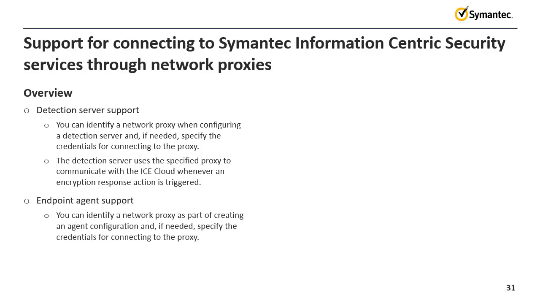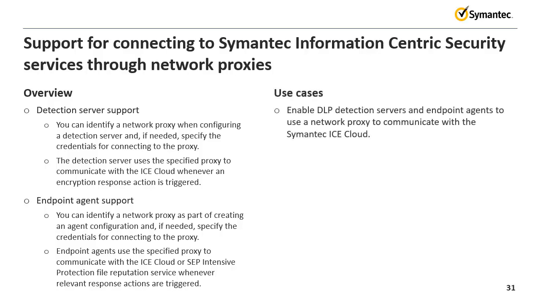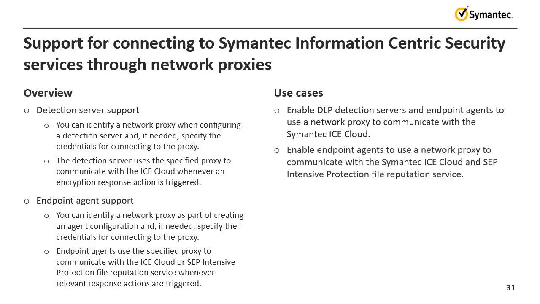On the endpoint agent side, you can identify a network proxy as part of creating an agent configuration and also specify the credentials for connecting to the proxy. Endpoint agents use the specified proxy to communicate with the ICE Cloud and SEP Intensive Protection File Reputation Service whenever relevant response actions are triggered. This new capability enables organizations who access the Internet through proxy servers to connect their DLP detection servers with the Symantec ICE Cloud, and to connect their endpoint agents with the Symantec ICE Cloud and SEP Intensive Protection File Reputation Service.